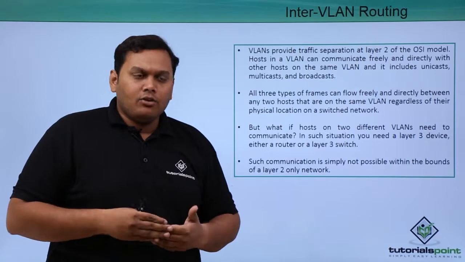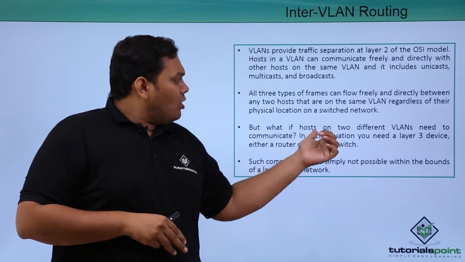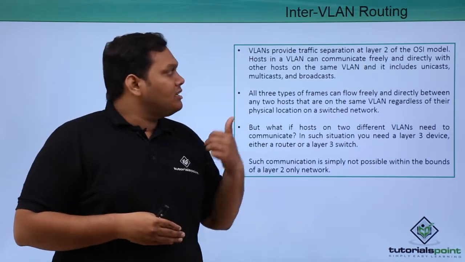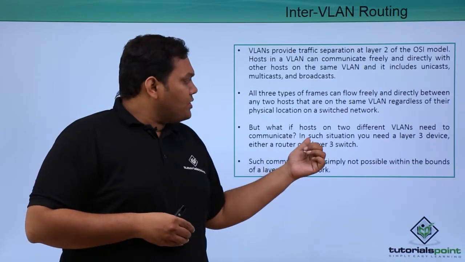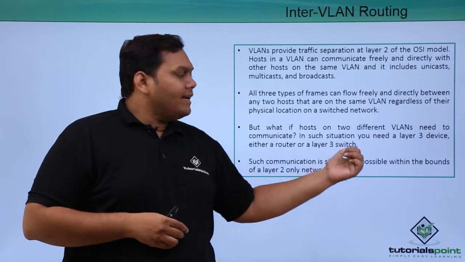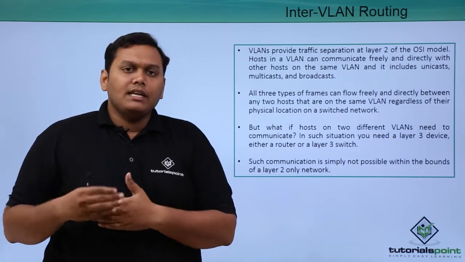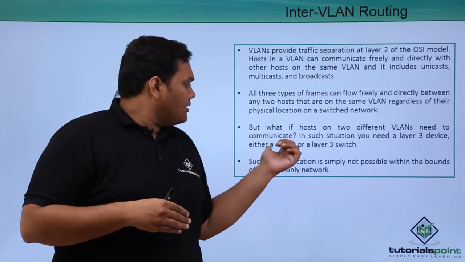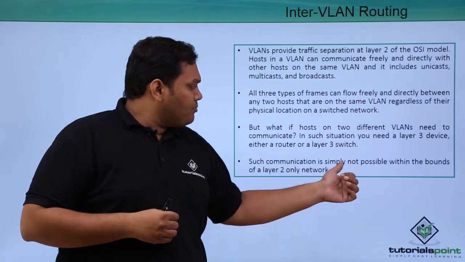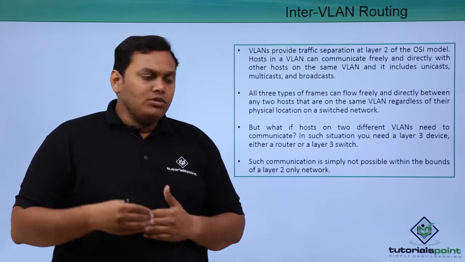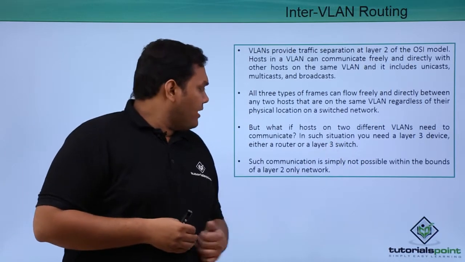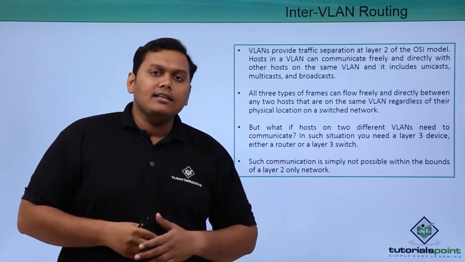So, what if hosts on two different VLANs need to communicate with each other? Here we use inter-VLAN routing. In such a situation you need a layer 3 device, either a router or a layer 3 switch. Such communication is simply not possible within the bounds of a layer 2 only network, so we have to use a layer 3 device, either a router or a layer 3 switch.